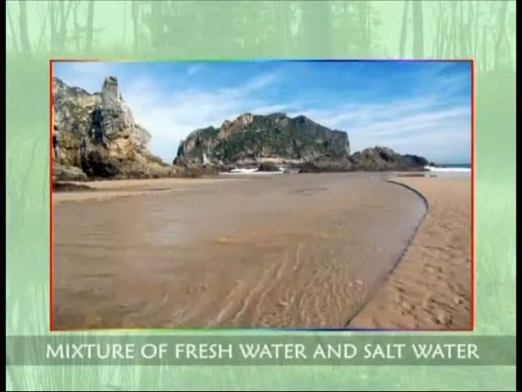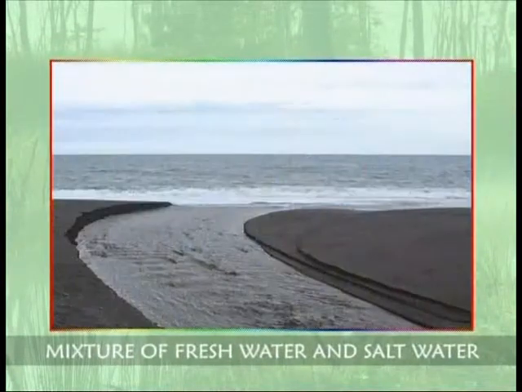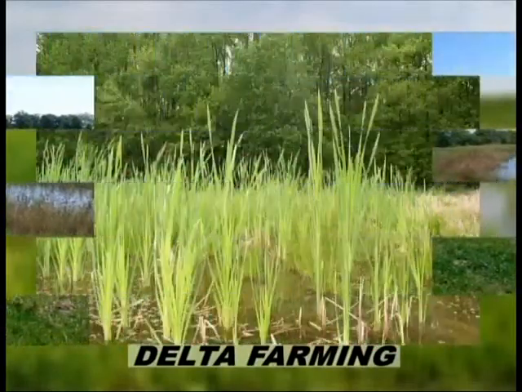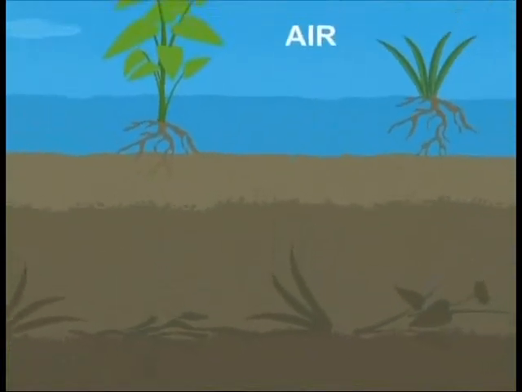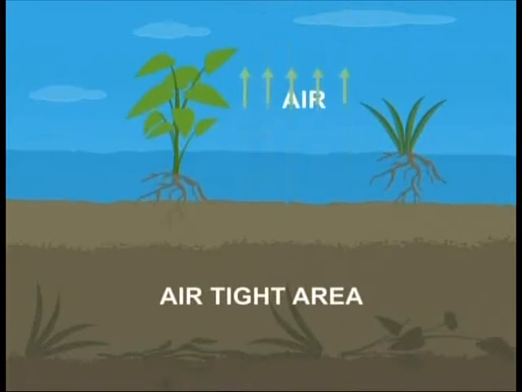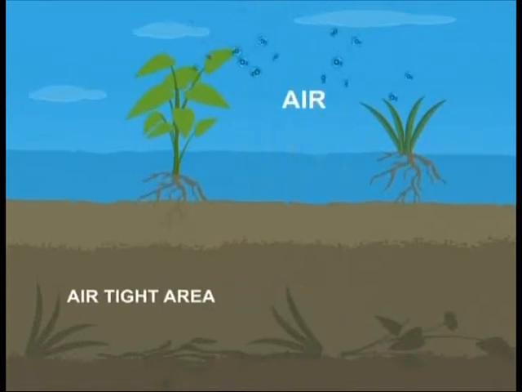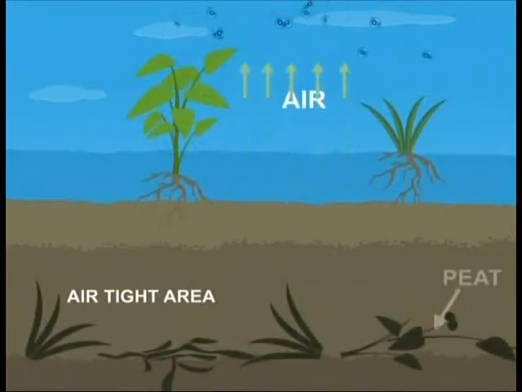It often contains a rich mixture of fresh water and salt water wetland. These are sometimes used for farming. The dead plant matter here does not decay easily, as the waterlogged ground stops air from entering, thus creating an airtight area. Due to lack of oxygen, dead plant matter builds up into a dense black substance called peat.